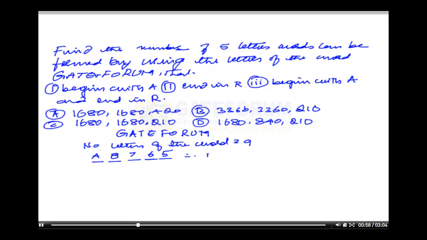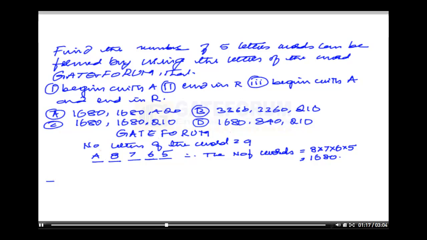Therefore, the number of words which begin with A are 8 into 7 into 6 into 5, which is equivalent to 1680.